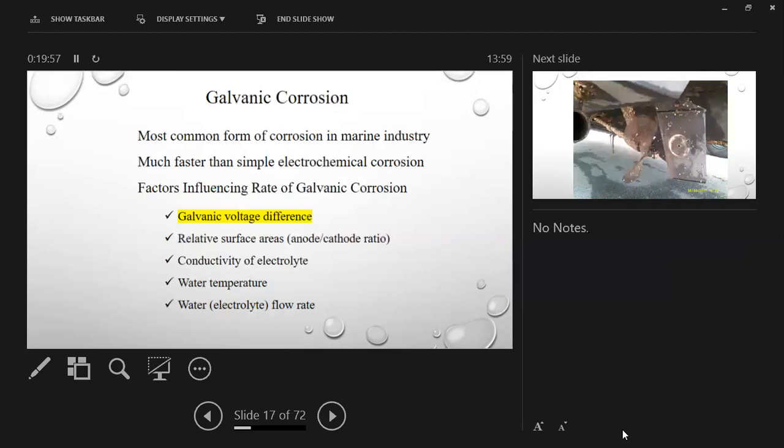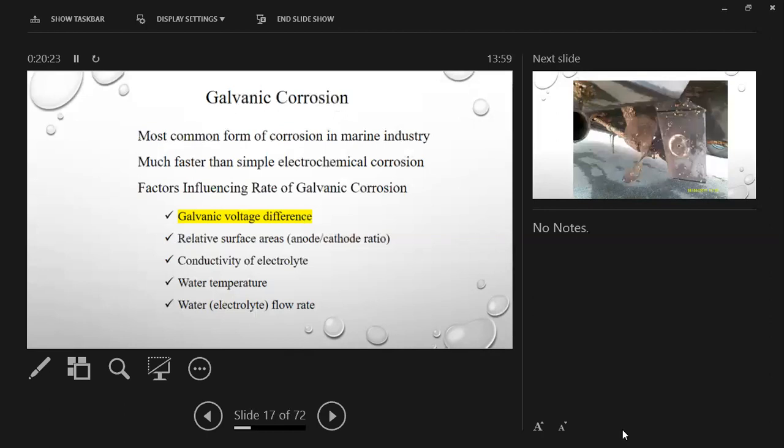Factors influencing the rate of galvanic corrosion, the big one is the galvanic voltage difference. If you take two metals, immerse them in an electrolyte, and connect them with a metallic path, and one of the metals is on the top of that list I handed out, and one is on the bottom of the list I handed out, you've got almost 2 volts driving that galvanic cell.